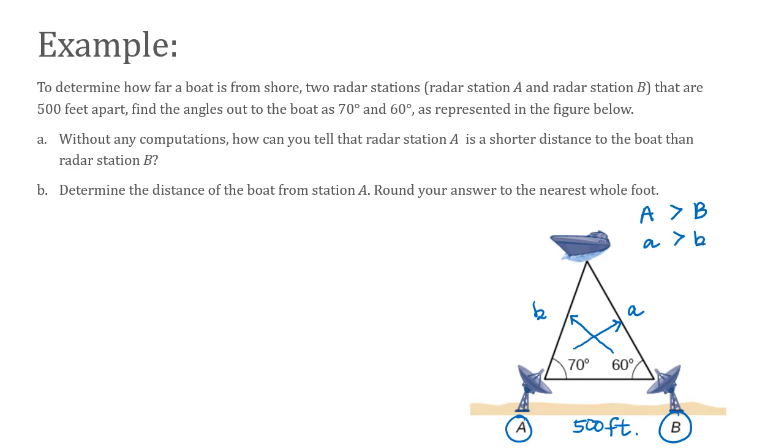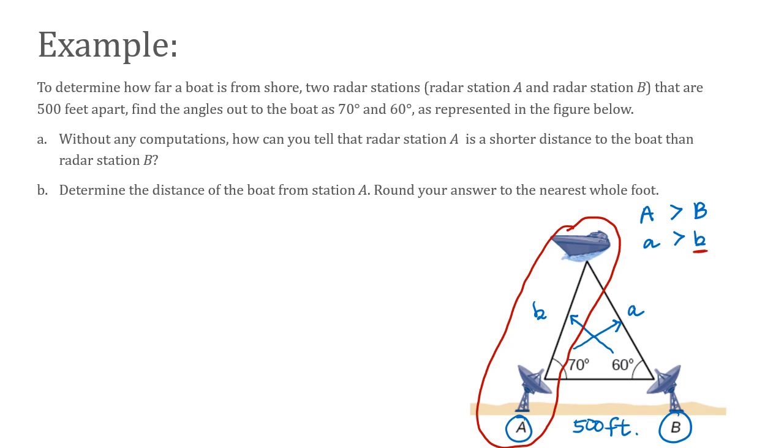So let's see here. Here's the question. Without any computations, how can you tell that radar station A is a shorter distance to the boat than radar station B? So the distance between radar station A and the boat is that length of b, isn't it? And we just said that b is going to be less than a. So that is how we tell.